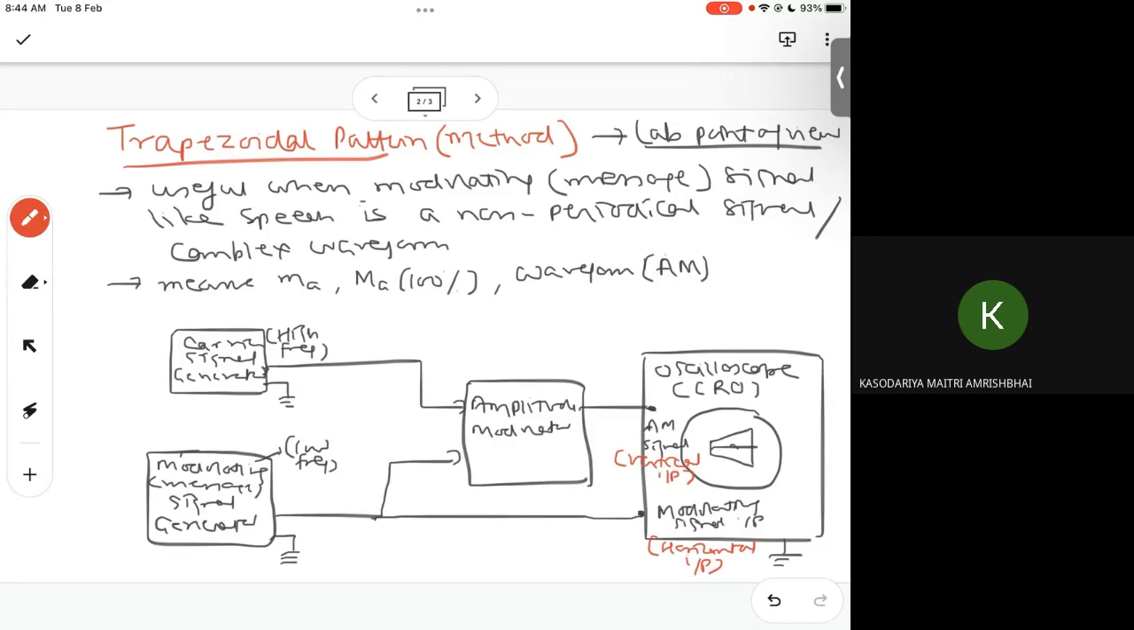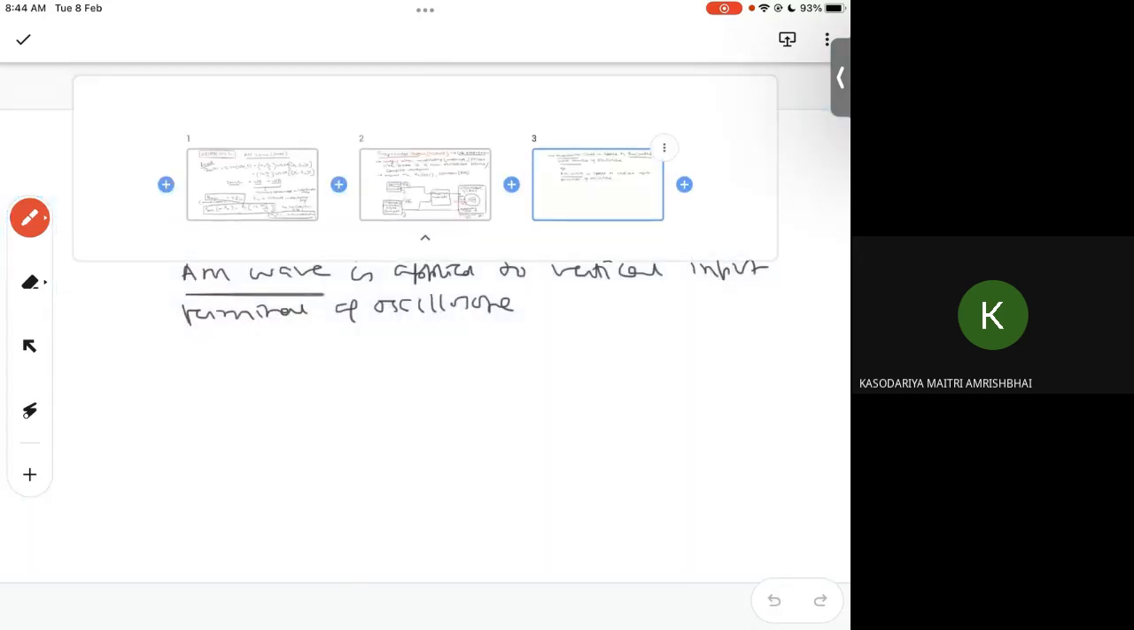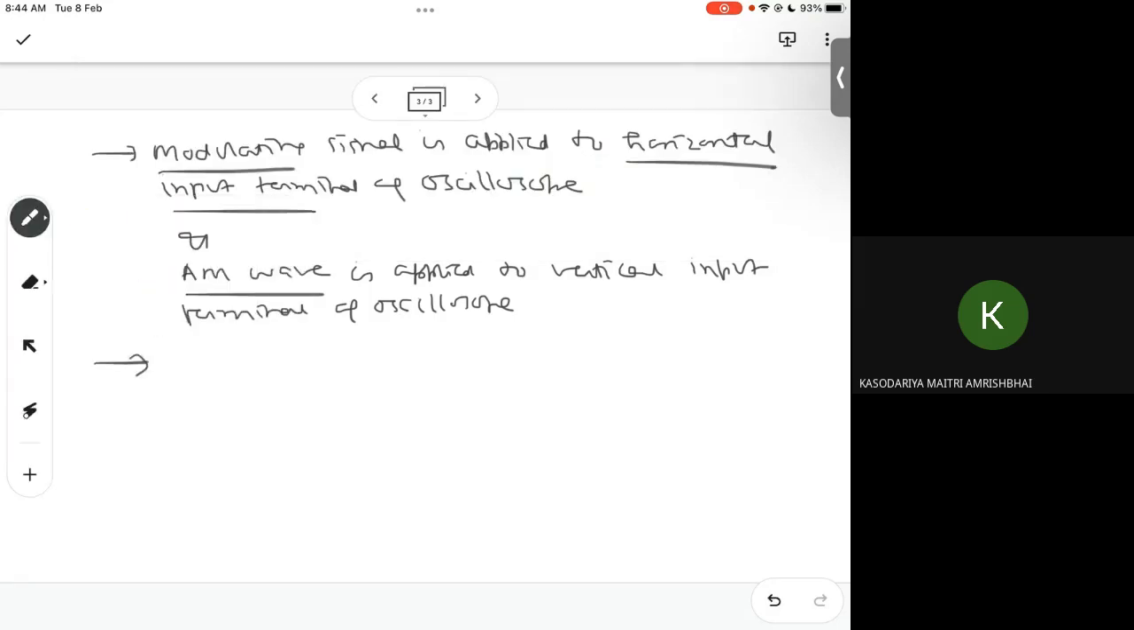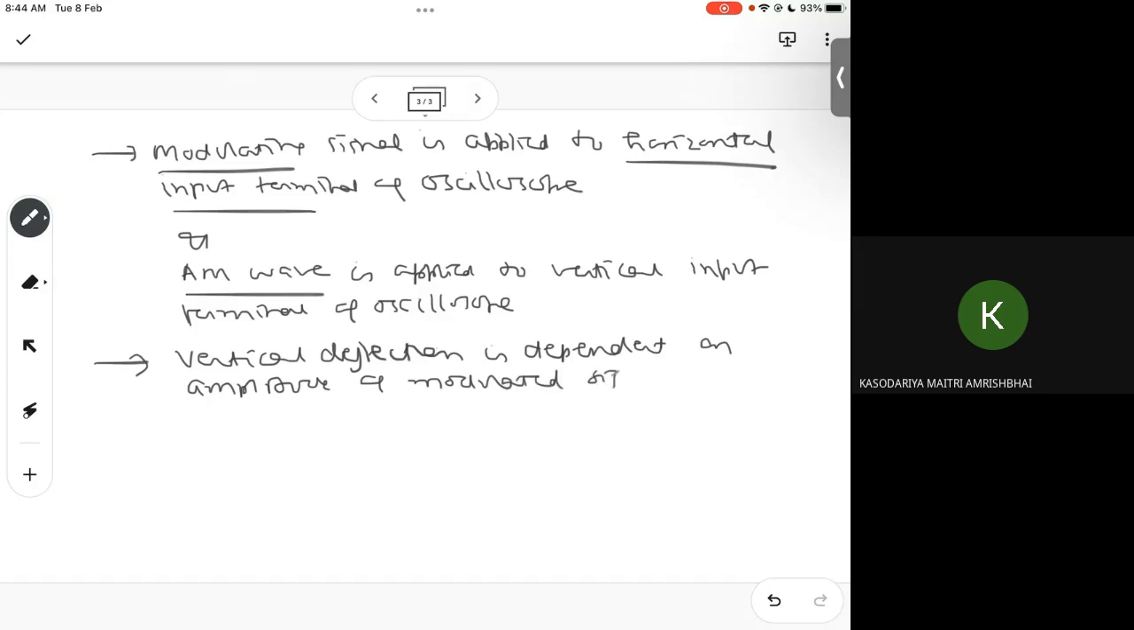So basically, what will happen if we do so? Your vertical deflection, I think it will be more clear when you actually do the experiment, but I am writing it for you here also. So when you do the next experiment, you just go through these notes also. That is the coming Friday. So it's dependent on the amplitude of the modulated signal. Okay, so that is how we do the experiment.